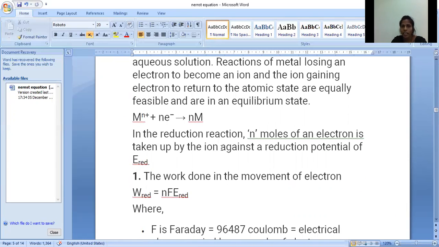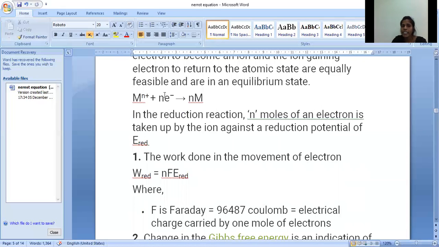So now we have considered the reduction reaction here. You know what is meant by the reduction reaction? Gaining of electrons. So here M^n+ is gaining n number of electrons to produce M. So in the reduction reaction, n moles of electrons are taken up by the ion against a reduction potential of E_red. So this ion is gaining n electrons to produce the electrode potential, that is E_red.